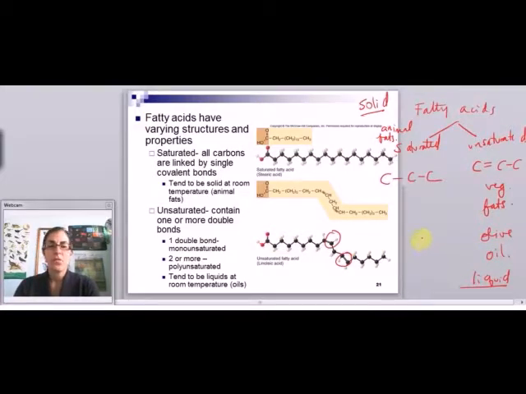If you think about that, you probably know from experience that margarine is a little bit softer than butter, for example. That's because margarine still has some double bonds, which makes it softer, whereas butter has no double bonds, so it's a little more solid than the margarine.